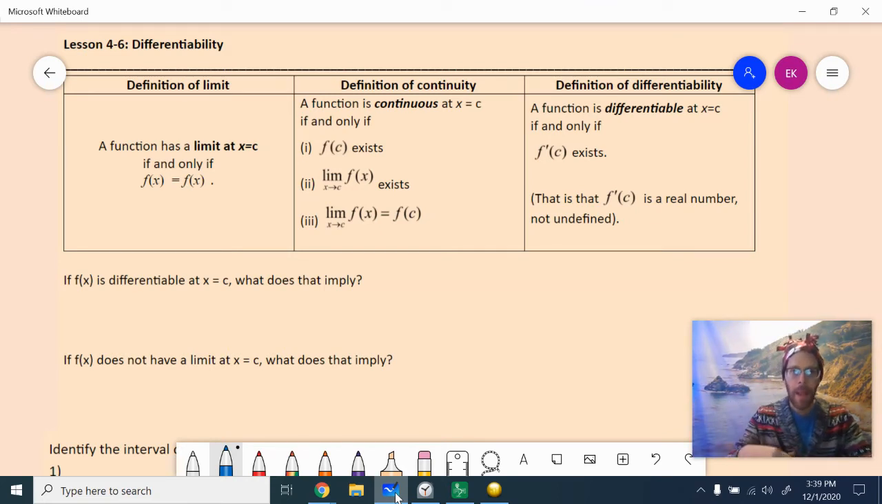It's fun. And I'm here to talk to you about differentiability. In order to understand differentiability, we have to remember two of our friends. First, we have to remember what it means for a function to have a limit. That just means that the left and the right side of the function are approaching the same thing.